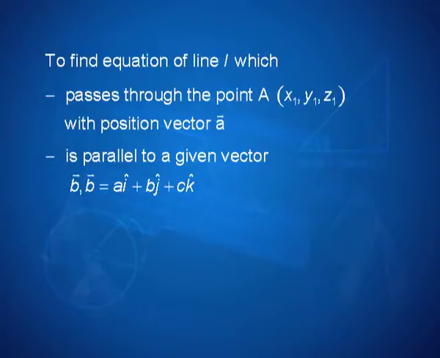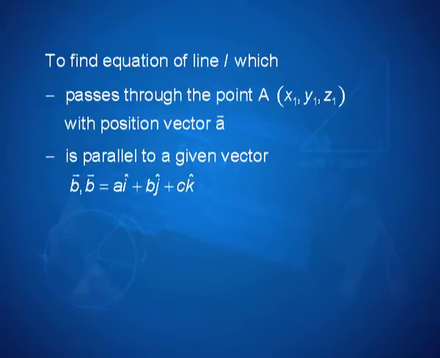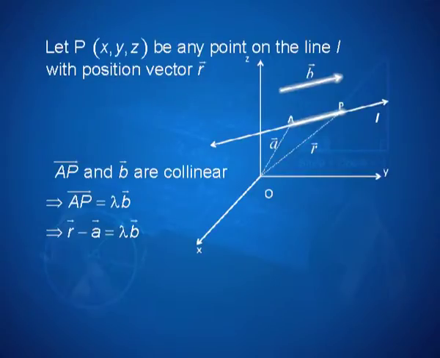Now, what we are looking at is a locus of any point on this line. So, suppose P with x, y, z be any point on that line, and let its position vector be the vector r. So, what you are looking at in this figure is a line passing through A and P and a vector along which the line is defined.